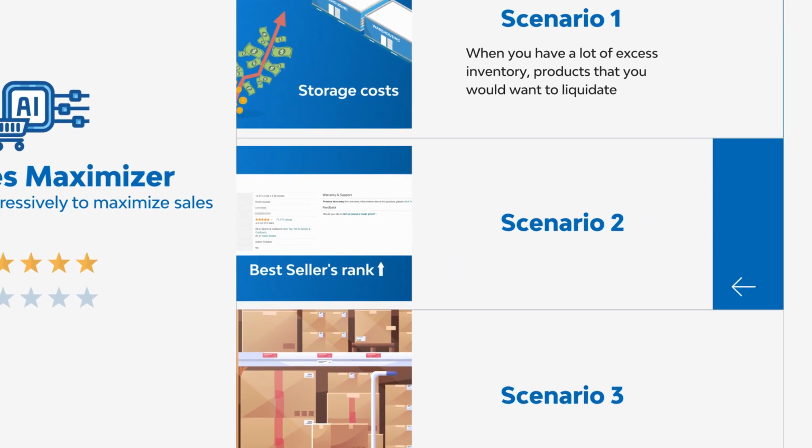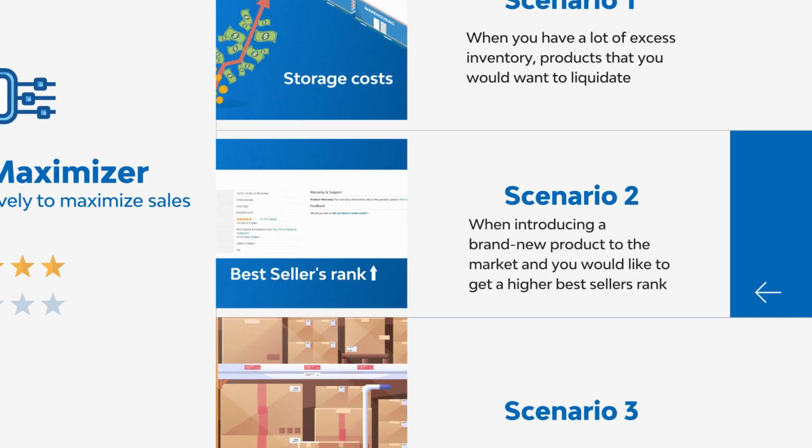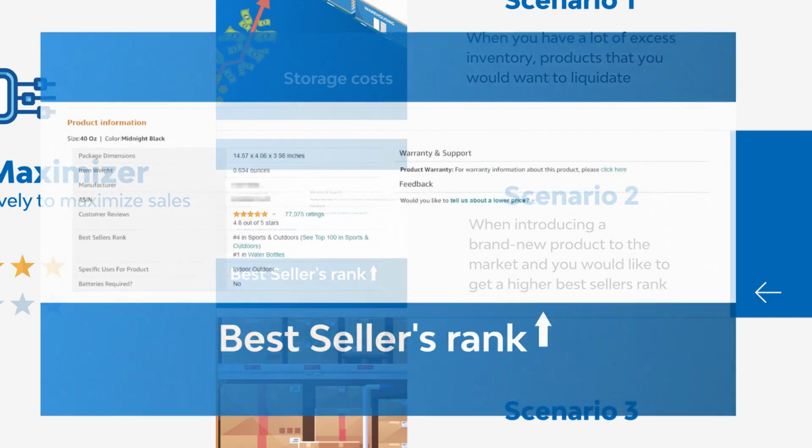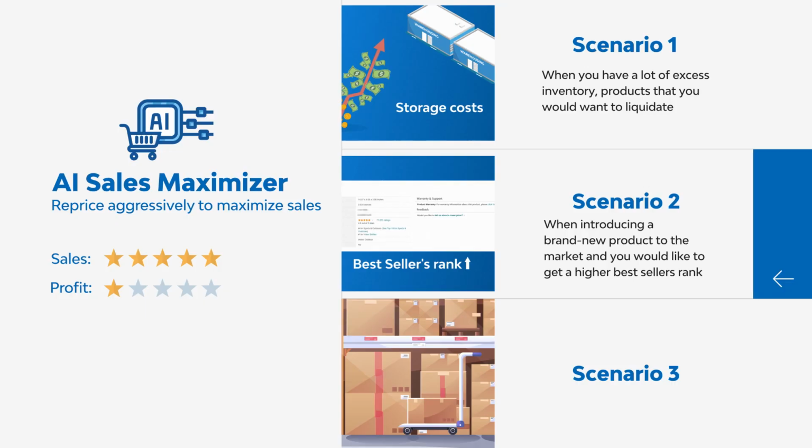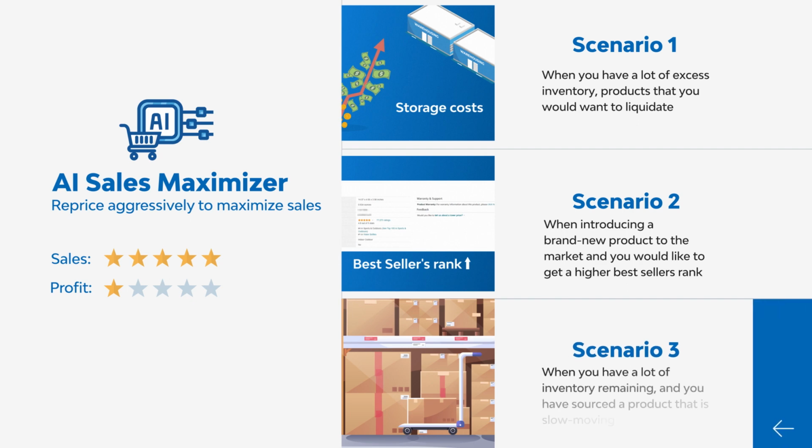The second scenario is when introducing a brand new product to the market and you would like to get a higher bestsellers rank. You could also use the Sales Maximizer to help you increase your sales turnover, which will help you get a higher bestsellers rank with more inventory sold. This will also improve your IPI score, by having a higher sales volume in order to have higher inventory storage limits.